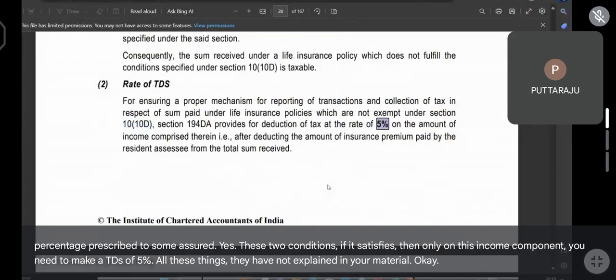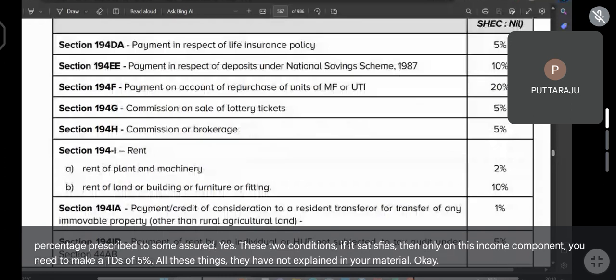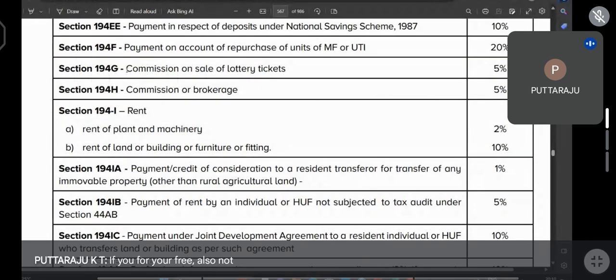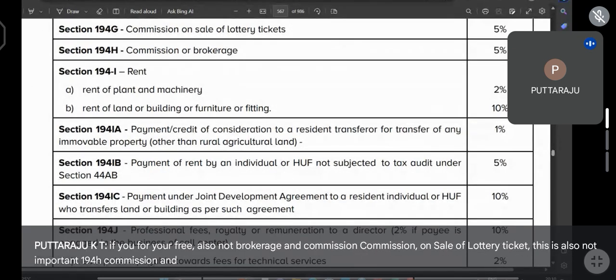Okay. Next. 54F is also not important. Brokerage and commission on sale of lottery ticket, this is also not important. 194H, commission and brokerage.